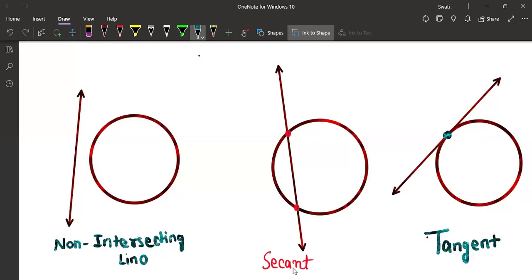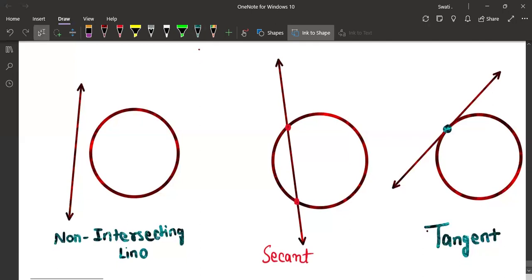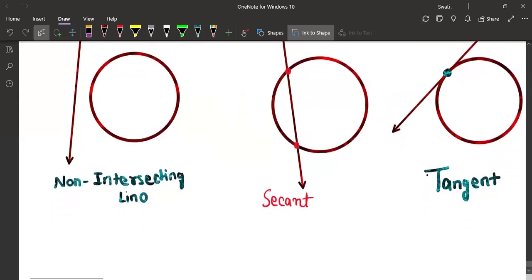We have three cases: a non-intersecting line, a secant, and a tangent, right? Okay. Next, we can solve some questions. I'm just going to write down some questions here on the screen and you can answer, okay? Please remember this: non-intersecting line, okay, it is a line.